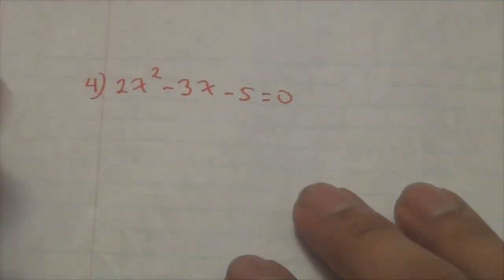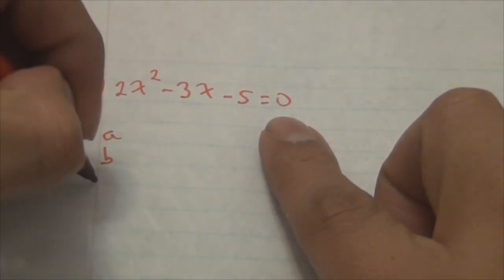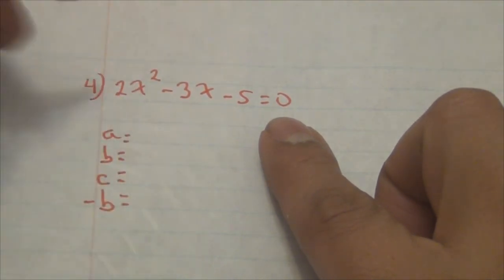Okay, another one. Let's do one more. 2x squared minus 3x minus 5 equals 0. Oh, okay. Kobe, can you stop eating the paper? Thank you. So let us identify. Okay, is it equal to 0? Yes. So now let us identify A, B, C, and negative B. A is 2.